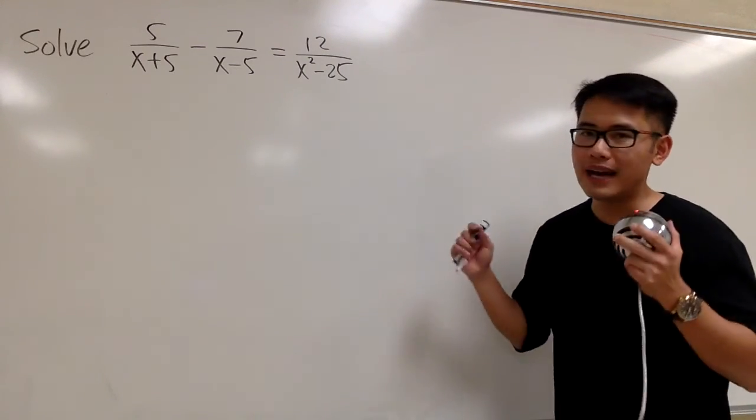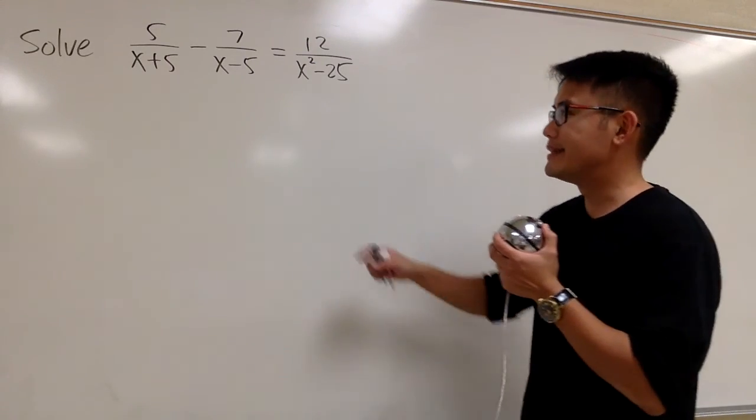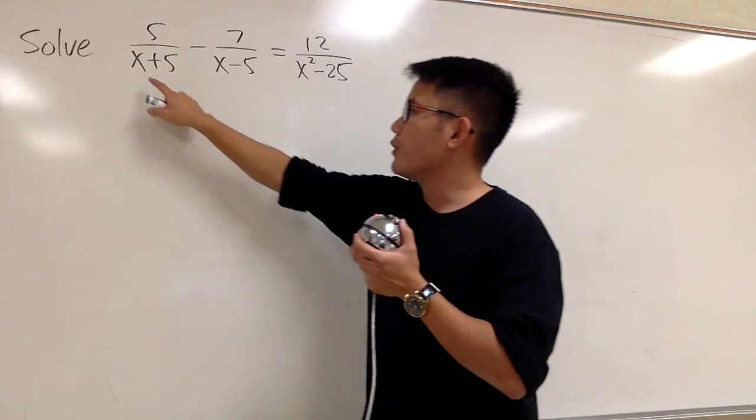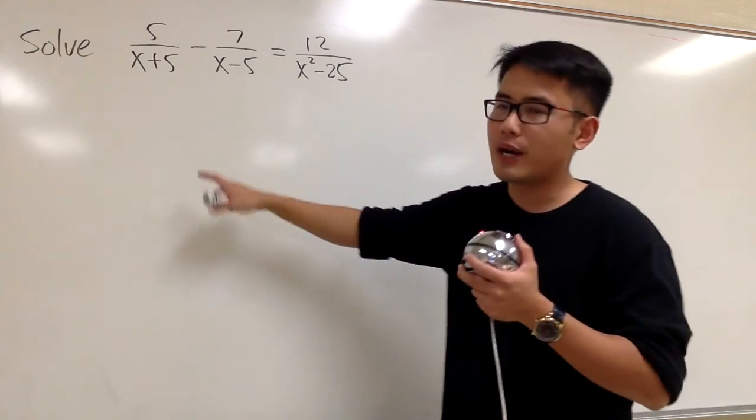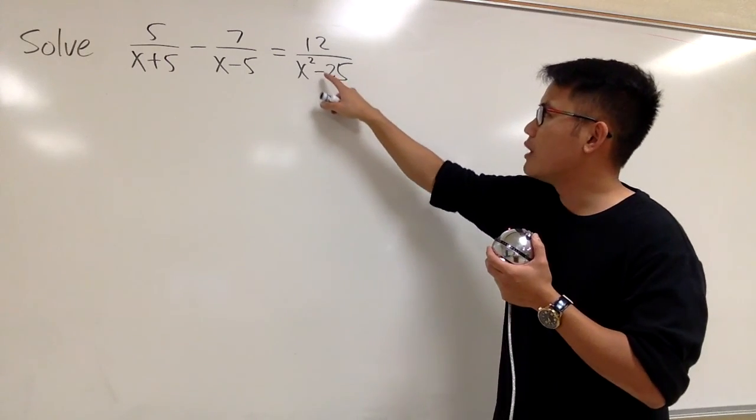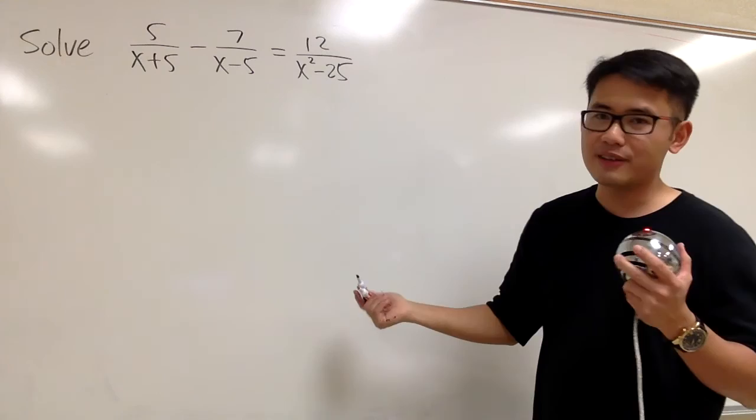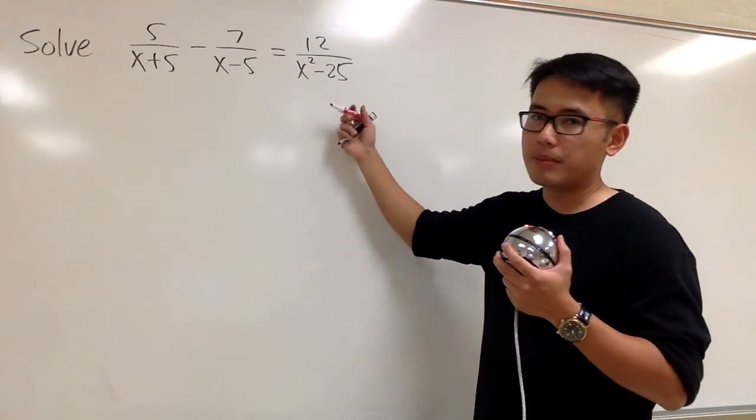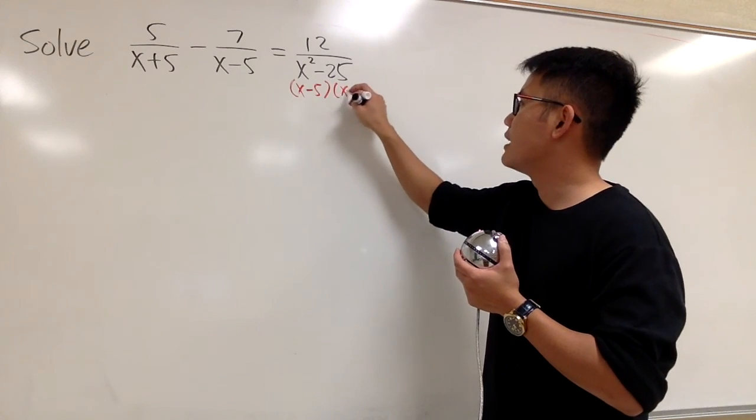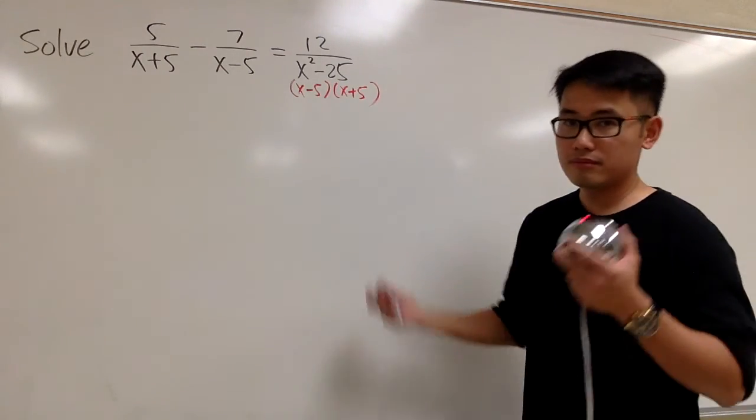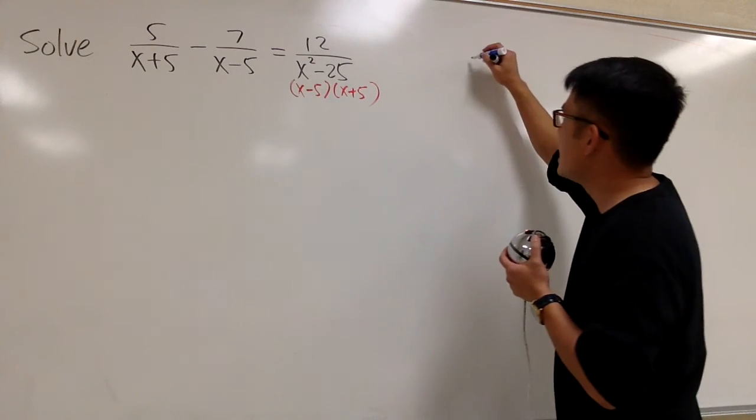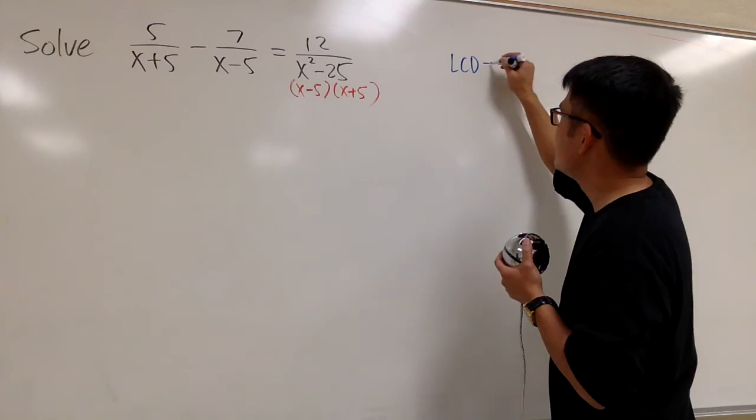So the way to identify the lowest common denominator is we look at all the denominators and try to factor things out first. For the first one, x plus 5 cannot factor, right? X minus 5 cannot factor, right? But then for this one, x squared minus 25, yes, we can factor. And let me just put down the factoring down below. We know this is going to be x minus 5 times x plus 5, isn't it? That's it, right? And now, let me put down the lowest common denominator right here, LCD.